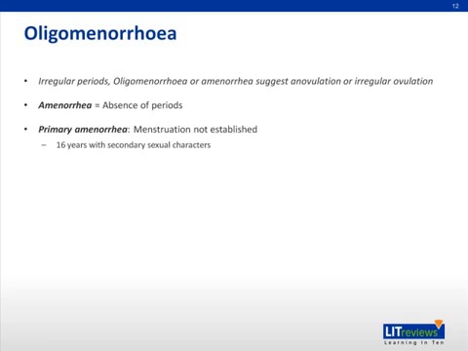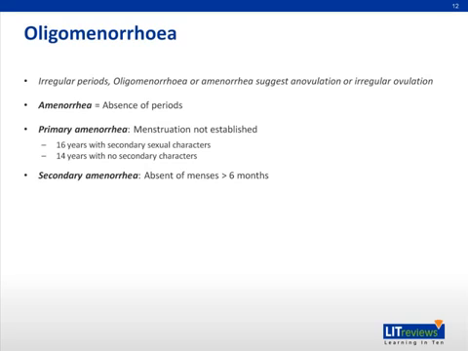If the girl is 16 years old with secondary sexual characteristics and has never had menses, then she suffers from primary amenorrhea. The other way to define it is when she is 14 years old but does not have any secondary sexual characteristics, this would also be diagnosed as primary amenorrhea.